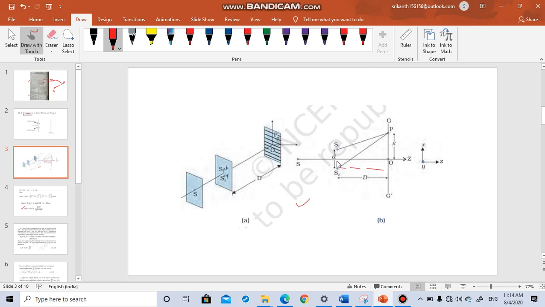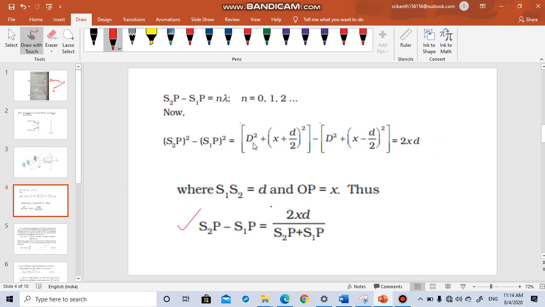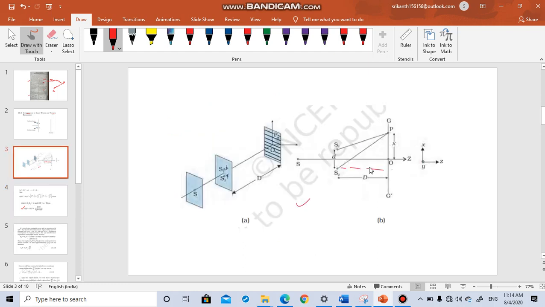Okay, so this gap is d, so S1 is d by 2 from this horizontal line, S2 is d by 2 from this horizontal line. So what will be the value of S2P? You can see here, it will be D square plus x plus d by 2 whole square. This is x, and this is d by 2, so x plus d by 2 whole square.